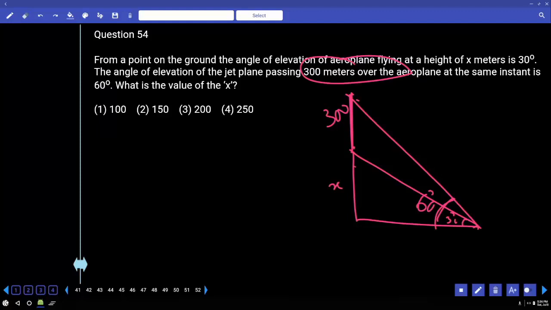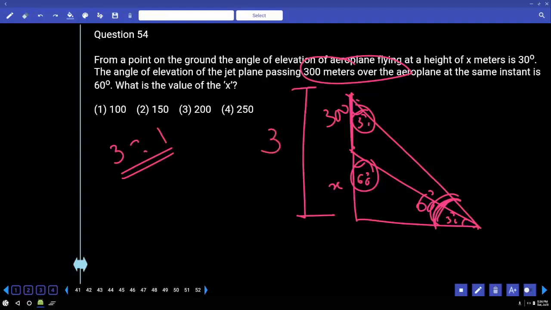If it is 30, this will be 60. If the complete angle is 60, this should be 30. As the angles are 60 and 30, the lengths will be in the ratio cot 60 : cot 30, that is cot 30 : cot 60, meaning 3:1 ratio. Total 3 parts. This will be 1 part. Means this is 2 parts. Understood or not? 2 parts is equal to 300. What about 1 part? Option 2.